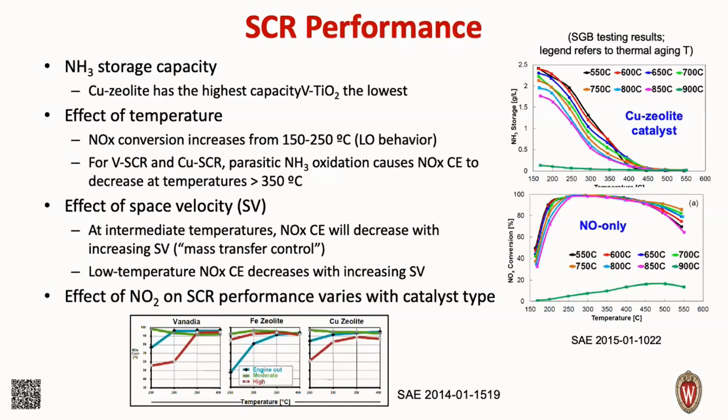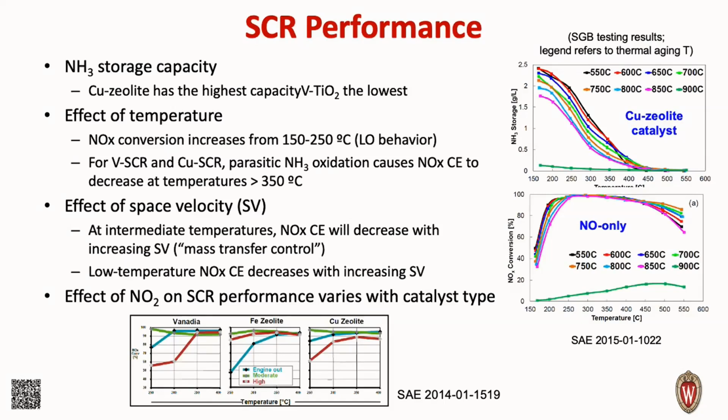So looking at the SCR performance, it depends on a couple things. It depends on how much ammonia storage capacity we have. The copper version of the zeolite has, I mentioned 3 kinds before, right? Copper, iron, and vanadium. The copper has the highest capacity and the vanadium, titanium the lowest.